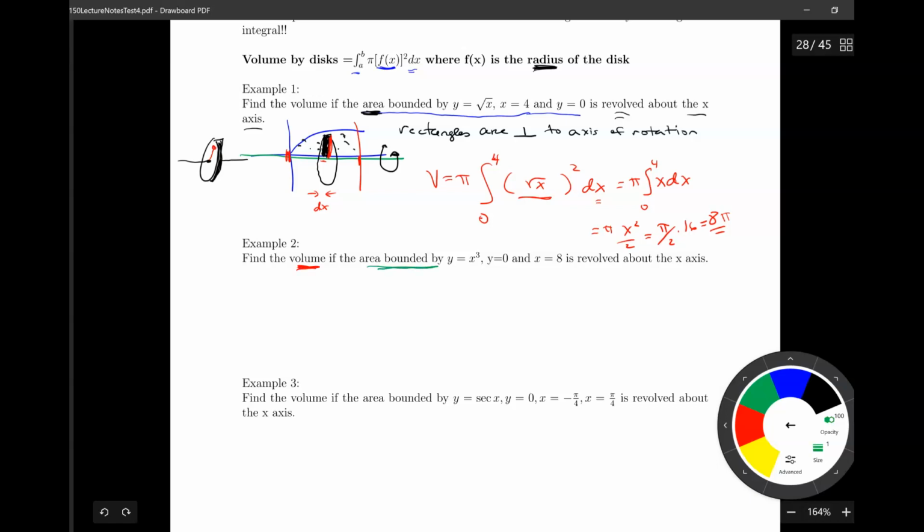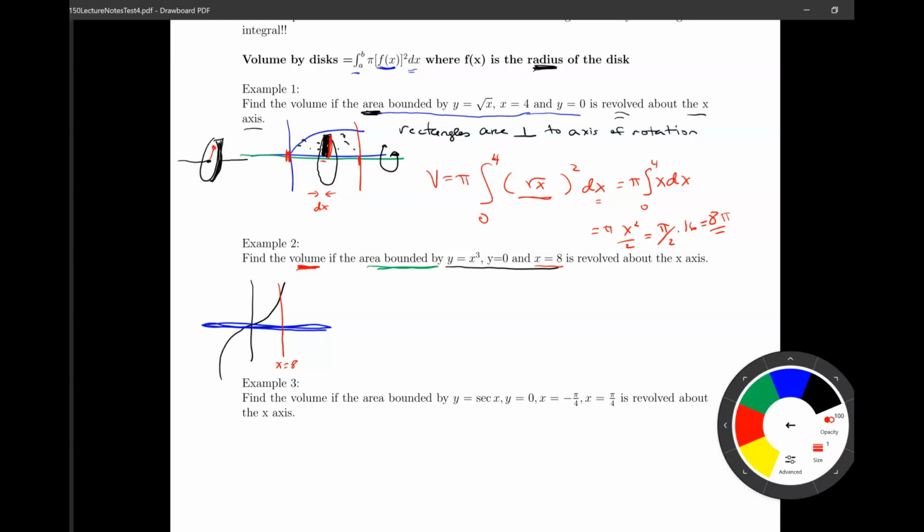So the area is bounded by these three functions. Let's get these three functions down correctly. So y equals x cubed. Then I have y equals 0. So that's this here, right? Make sure we get that correct. Y equals 0. And then I've got x equals 8. That's here, correct? X equals 8. All right.